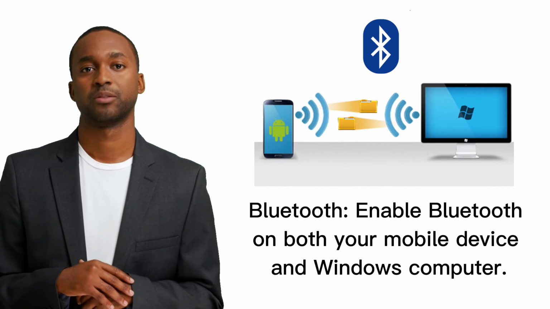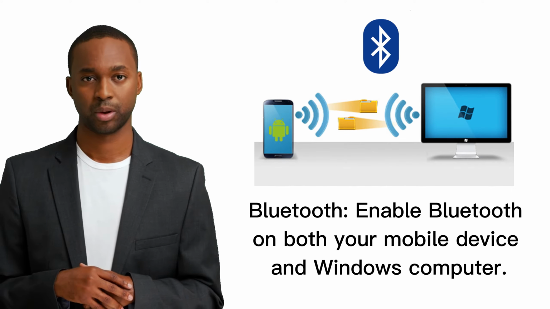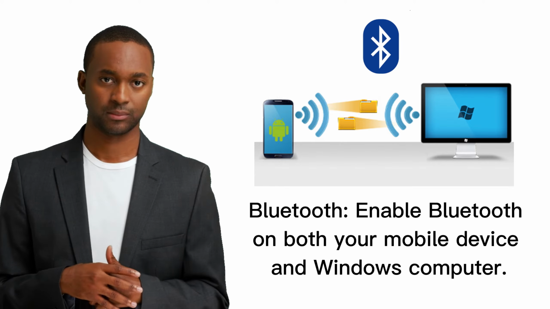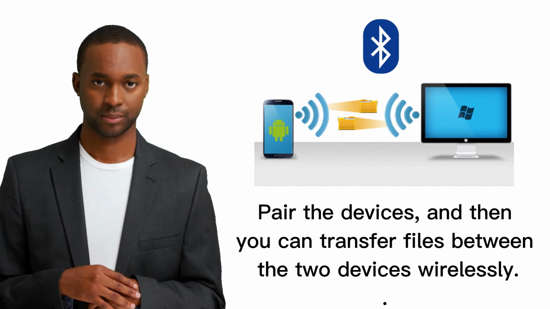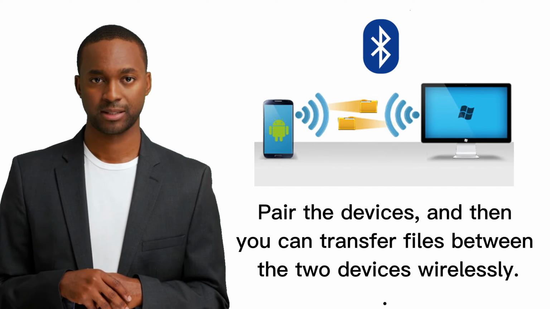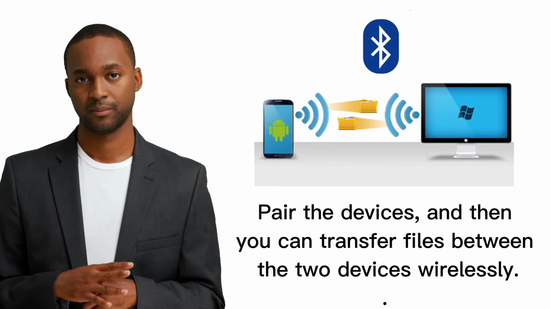Option 2. Bluetooth. Enable Bluetooth on both your mobile device and Windows computer. Pair the devices, and then you can transfer files between the two devices wirelessly.